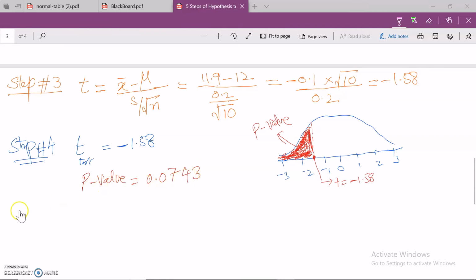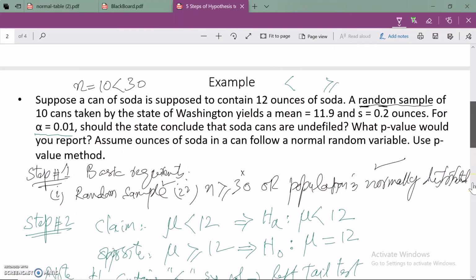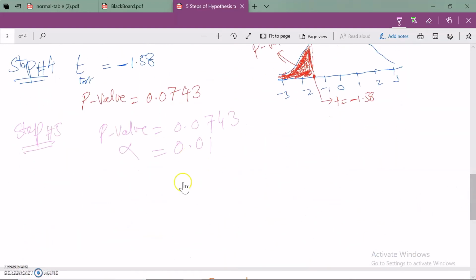Now step number 5. In step number 5, we compare this p-value with alpha. Recall our p-value, let me write it once again, is 0.0743, and write the value of alpha. Our alpha value happens to be 0.01, right? Now you compare these two values. You compare 0.0743 and 0.01. So the p-value is larger than alpha.